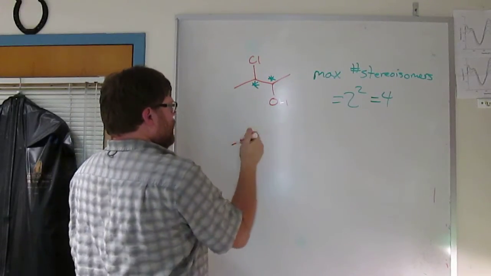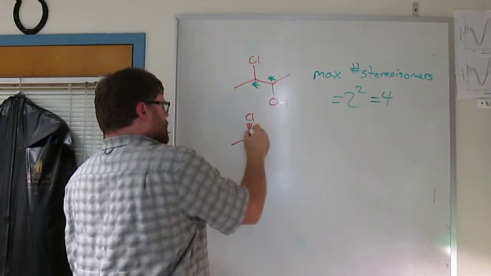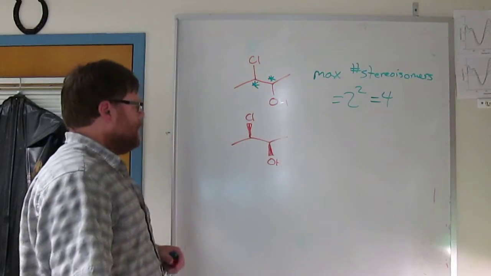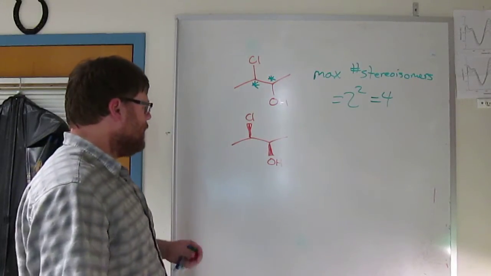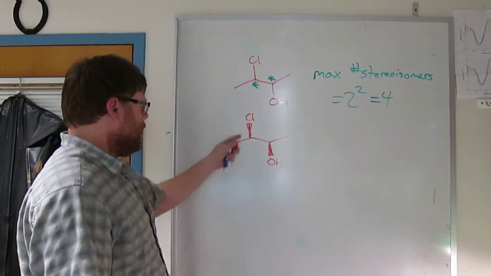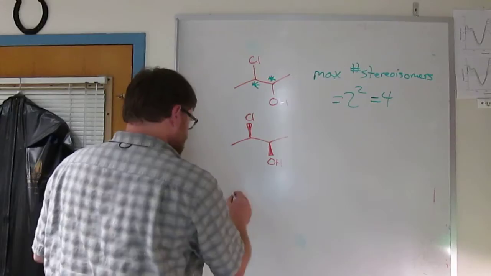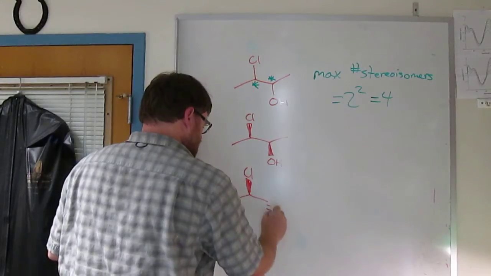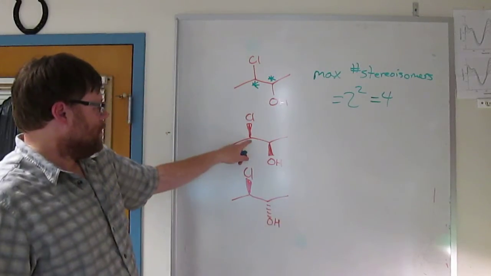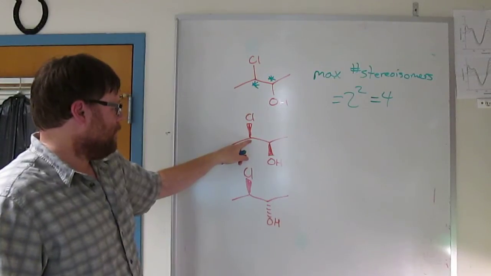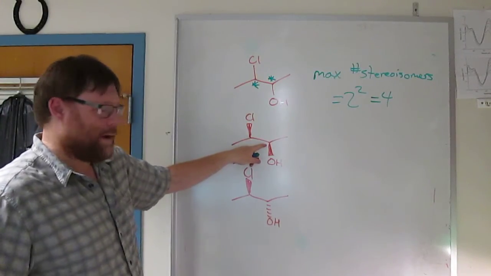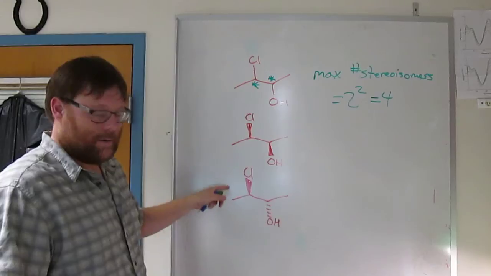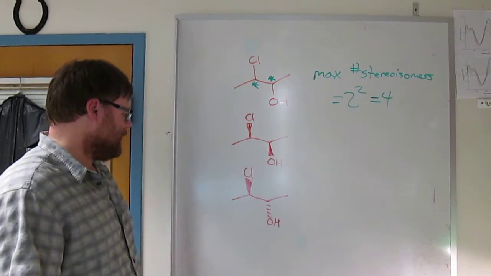So let's just arbitrarily put both groups coming out at us. Alright, there's one stereoisomer. Now how do you make the other one? Well, we could just change one of these chiral centers. So let's change the OH. Alright, so the chiral center with the chlorine, I kept the same configuration. Chiral center with the OH, I inverted, I switched. Okay, so what is the relationship of these 2 stereoisomers?